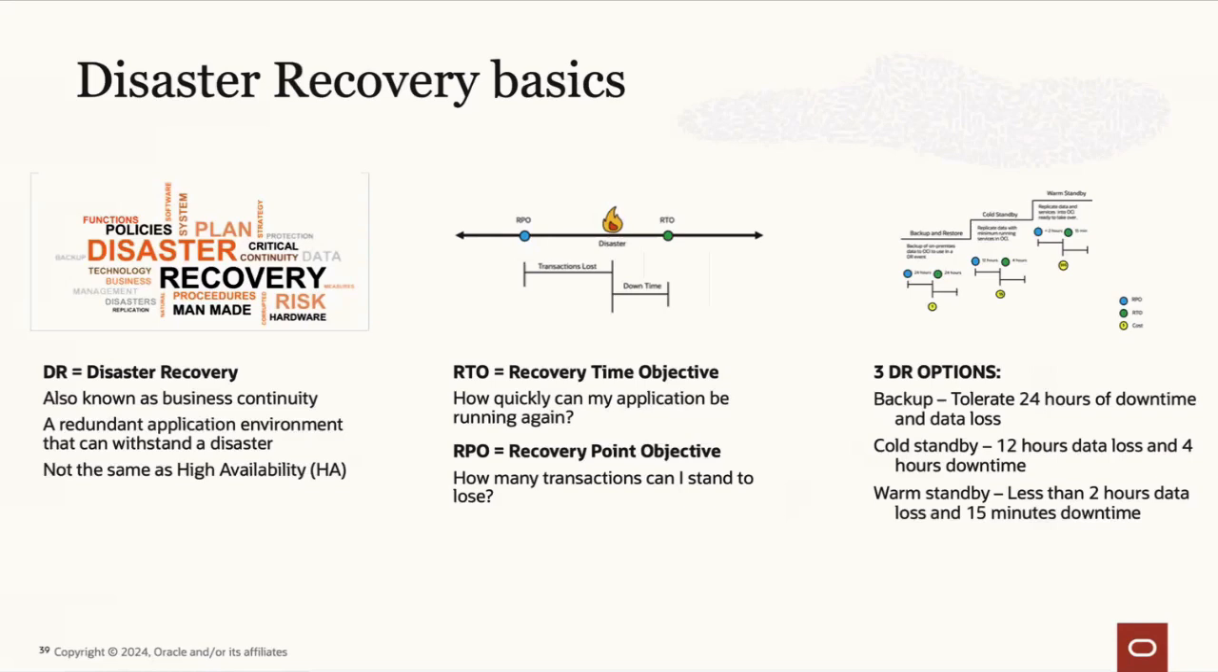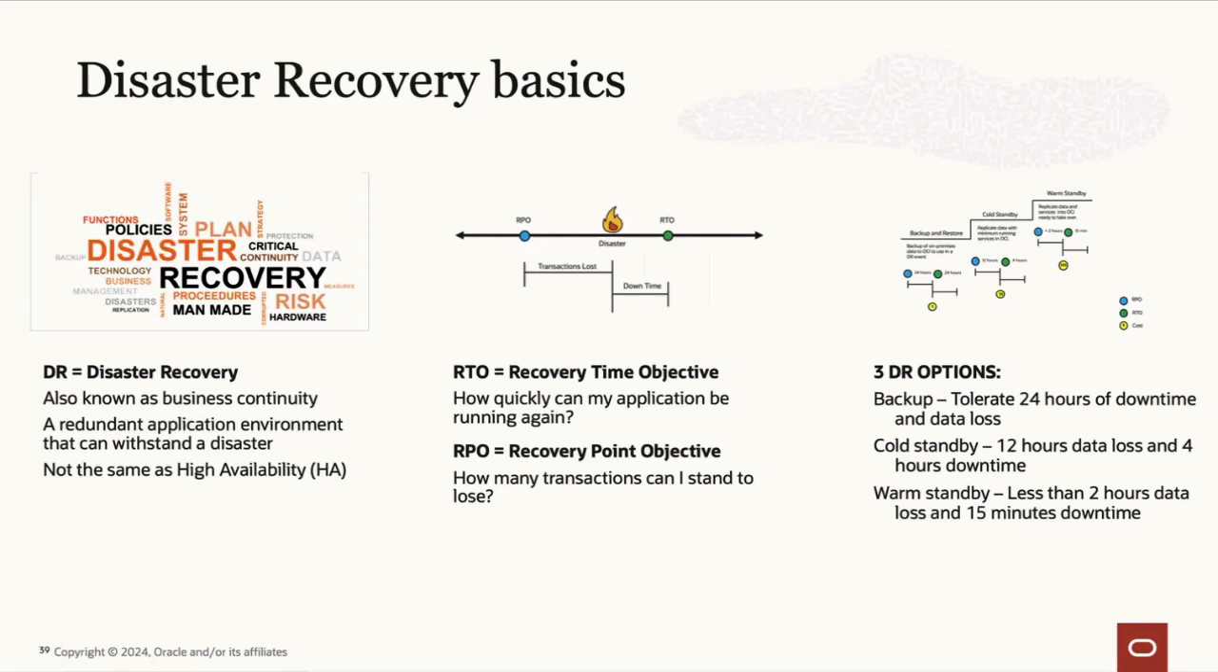Generally speaking, we have 3 different DR options that are determined by these RTO and RPO requirements. For businesses that can tolerate up to 24 hours of downtime and data loss, a simple backup and restore DR plan can be in place. Backup and restore is when a point-in-time backup is used to restore an application in place.